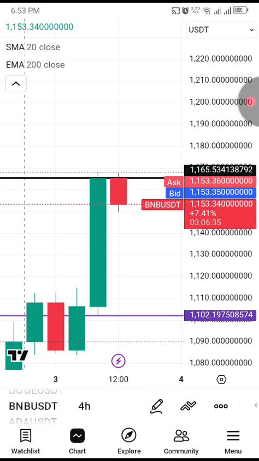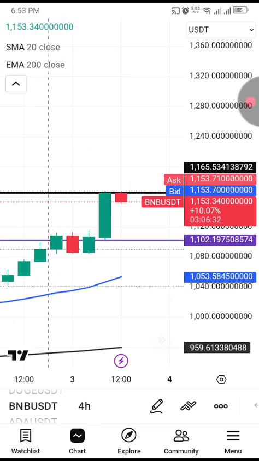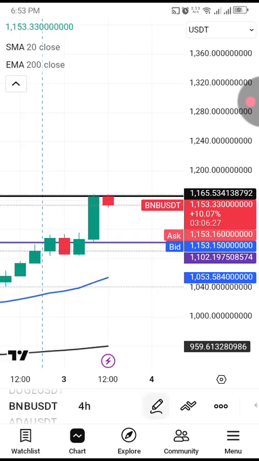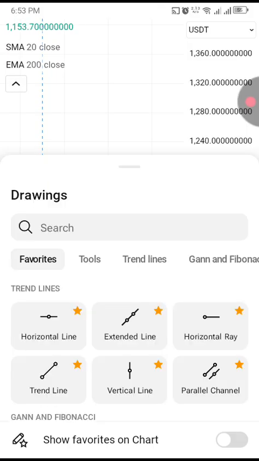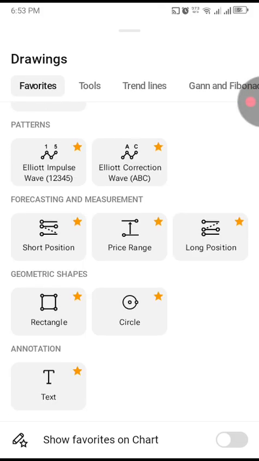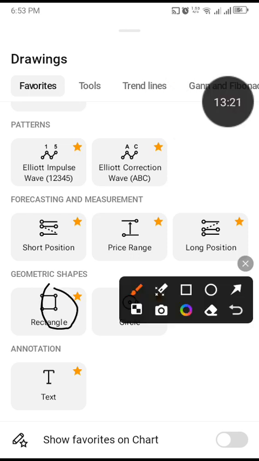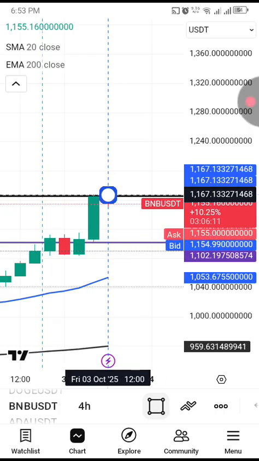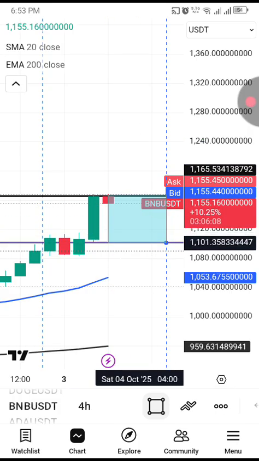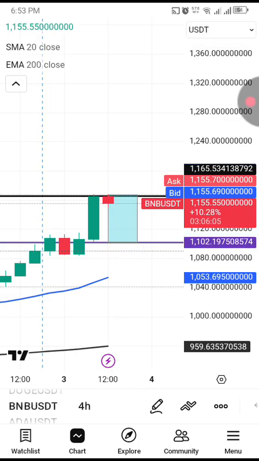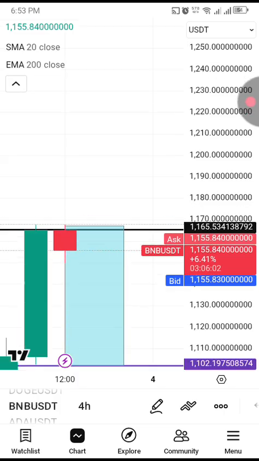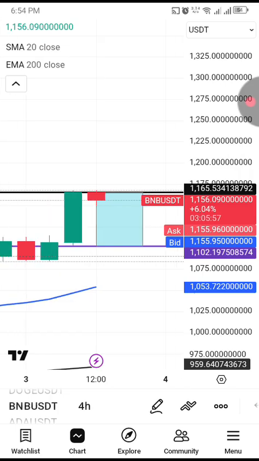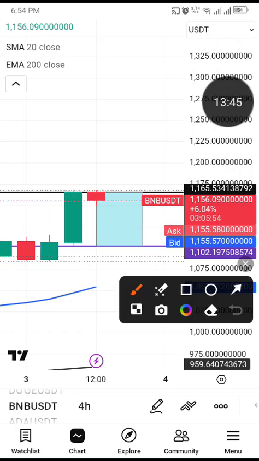But make sure to mark the green candle when you are seeing a strong green candle, and you wait for the market to come back inside. You pick a box, a rectangle, this one. After picking it, you mark from here. You see? Okay. Here you will want the market to go inside.